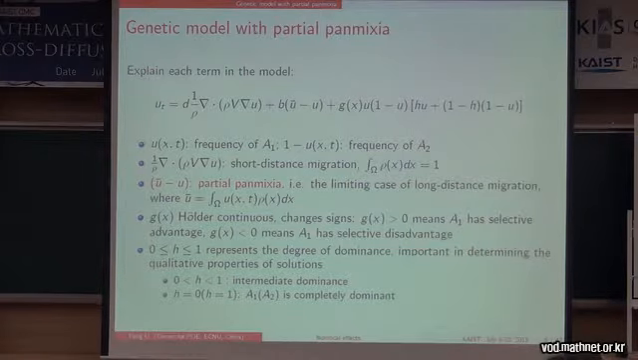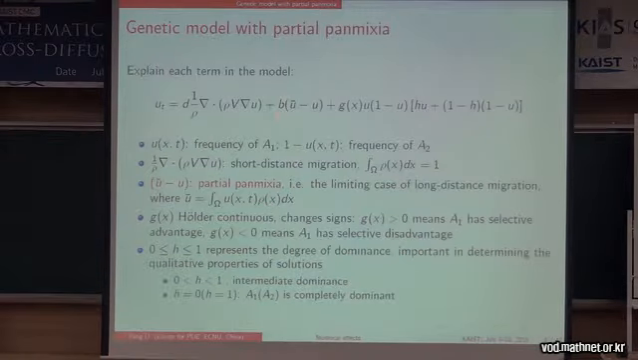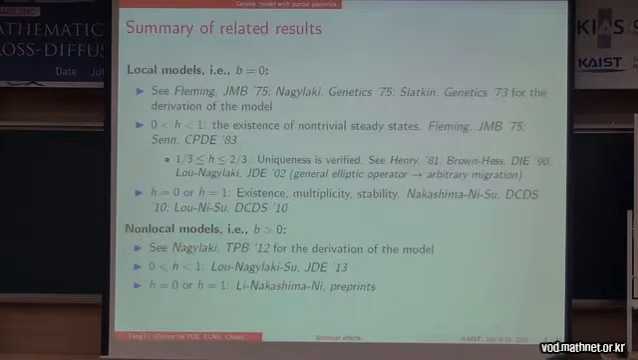When h is strictly between 0 and 1, it's the intermediate dominance case. When h is 0, it means allele A1 is completely dominant. When h is 1, it means A2 is completely dominant. So this is about the terms in this model. This number B represents the rate for the partial panmixia. So without the partial panmixia, it becomes a local model.